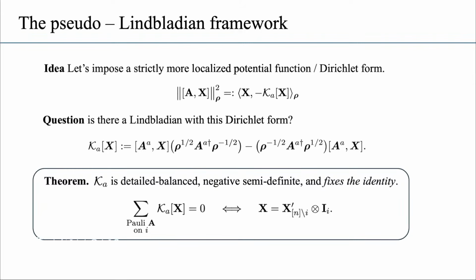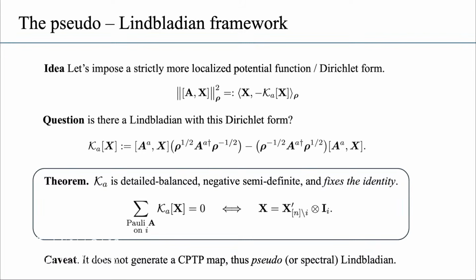The only caveat: you might be asking, if we like this object so much, why don't we run this on a quantum computer instead of running CKG? And the answer is that it does not generate a completely positive and trace-preserving map. So in particular, it's not really a physical Lindbladian or channel that you can implement on a quantum computer. Thus, we refer to it as a pseudo or spectral Lindbladian.